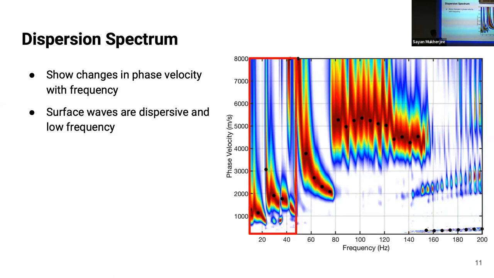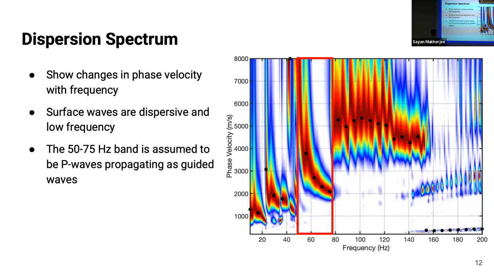For example, we have this lower frequency band, which is likely to be the surface waves. This is more of a point of interest, for example, for the look ahead in the tunnel, which is a really important thing. But I'm currently trying to focus on the somewhat higher frequency band that is a bit higher velocity than what we suppose to be the surface waves.